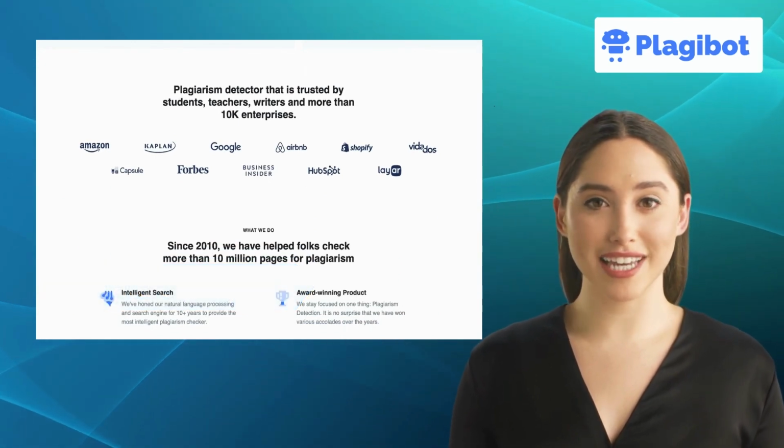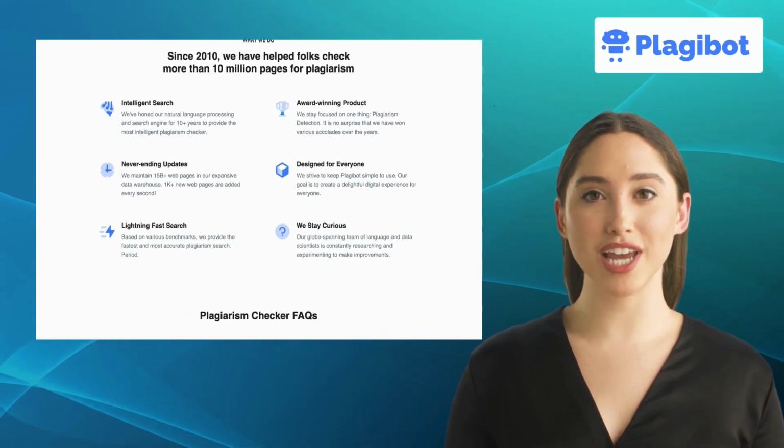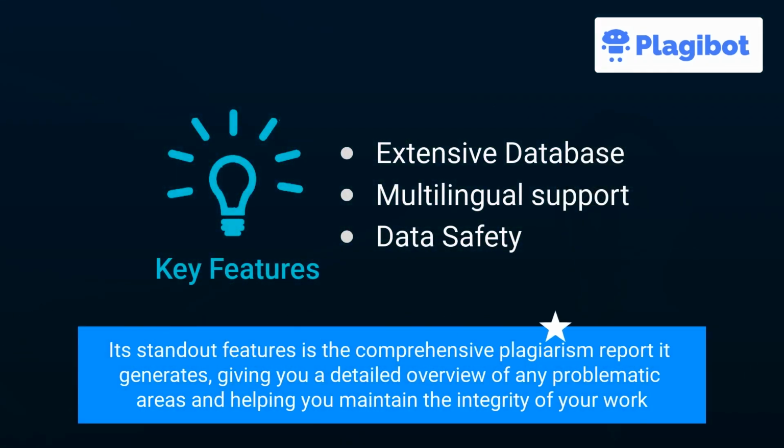Plagibot scans your text against a vast database of online sources, academic papers, and published articles to detect any similarities. And one of its standout features is the comprehensive plagiarism report it generates, giving you a detailed overview of any problematic areas and helping you maintain the integrity of your work.